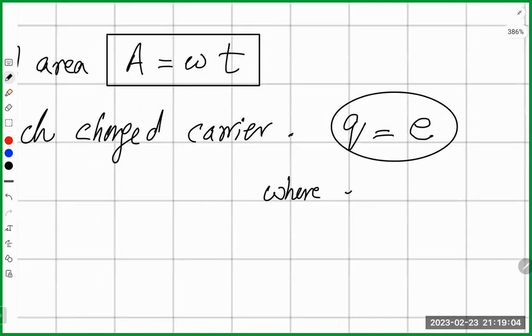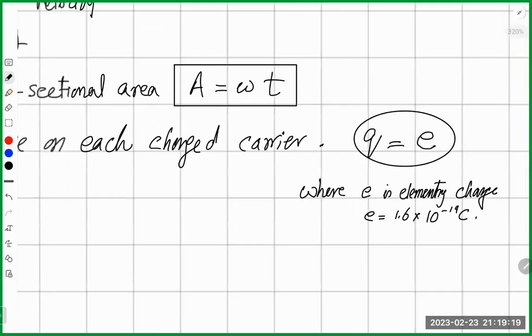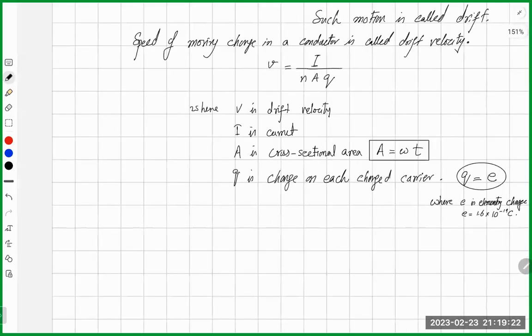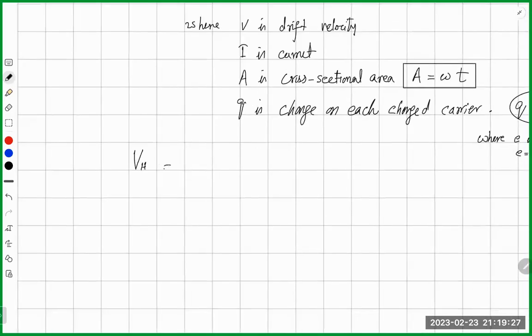Where E is elementary charge. E equals 1.6 × 10 to the power minus 19 coulomb. So let's fit this into the above formula. Hall voltage is BVW, and V equals I over ANQ.